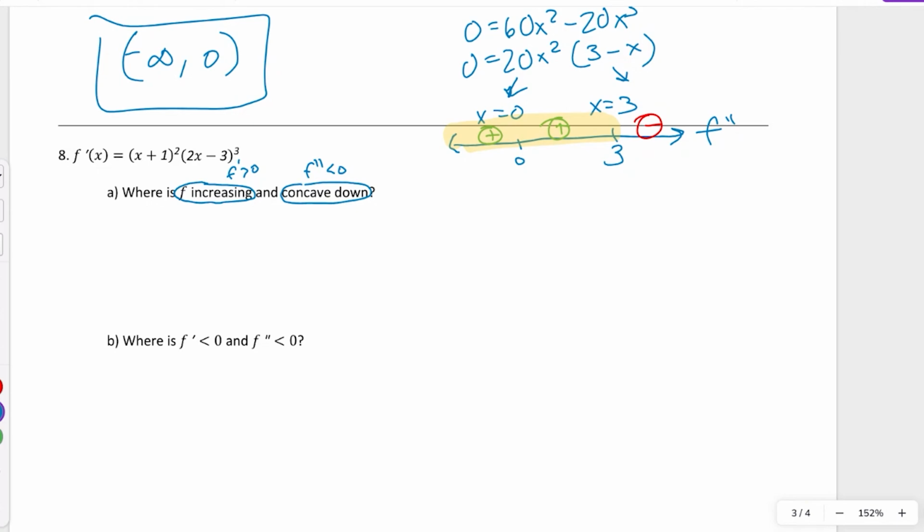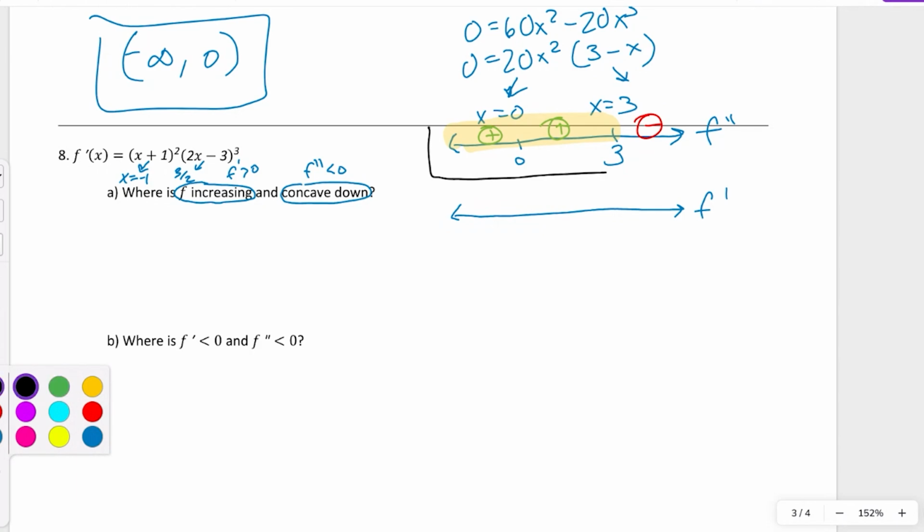And they already gave us f prime, so we don't actually need to differentiate that first time. We can see that we've got two critical values, one at -1 and then one at 3/2. So I'm going to construct my number line here for f prime. And maybe I'll make sure that all this gets sectioned off so we don't get confused there. And I'm going to place -1 on here. I'm also going to place 3/2. So we've got 3 intervals to check here.